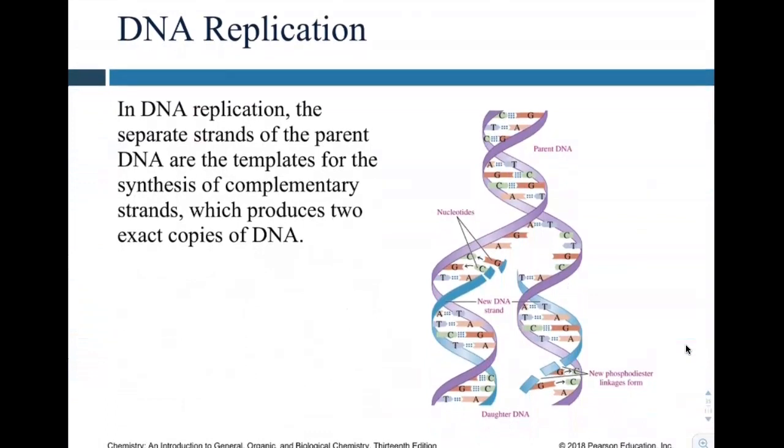So here's an image of that. What they don't show you here is the helicase doing its thing. The helicase would be here unzipping it. And then your new DNA strand builds on your old DNA strand. So your new DNA strand is now a template for building this whole double helix again, and so it produces two exact copies of this DNA.